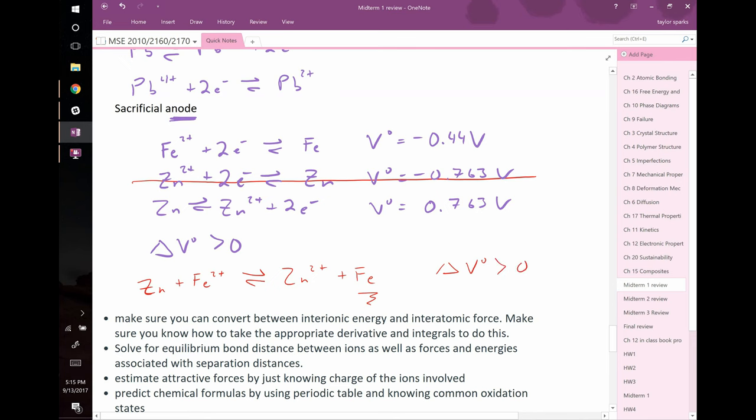Because greater than zero means spontaneous. We want to spontaneously consume zinc and create iron metal. If you add this up and you get a negative value, then you did it wrong, right? So what if I did this?